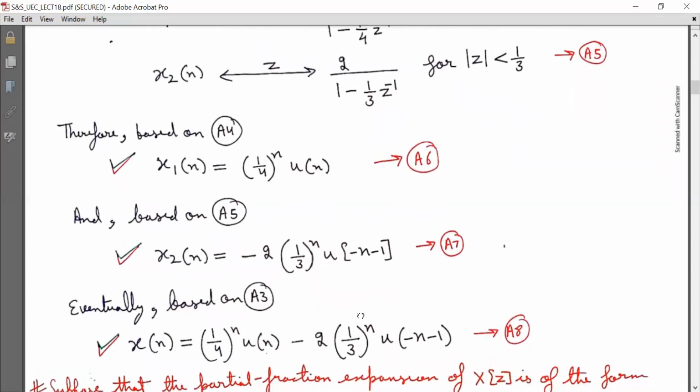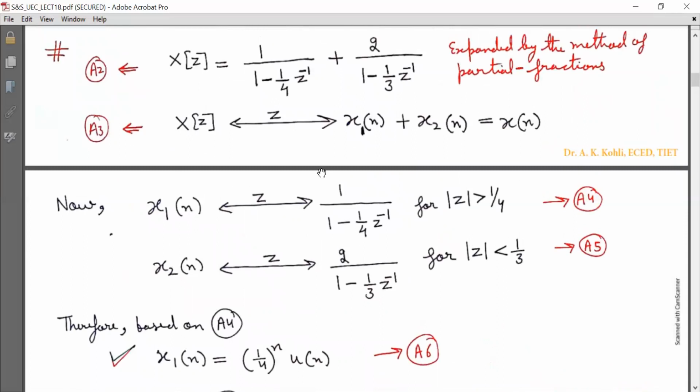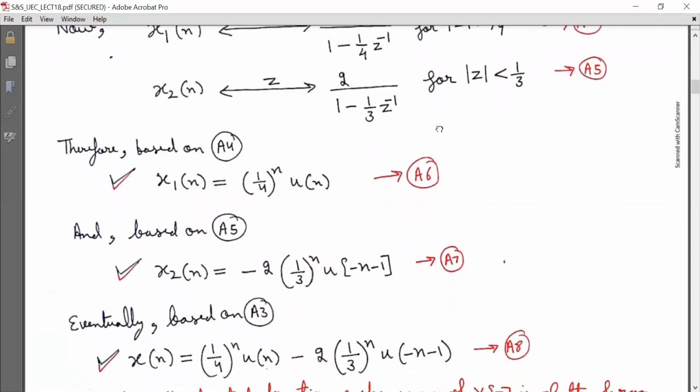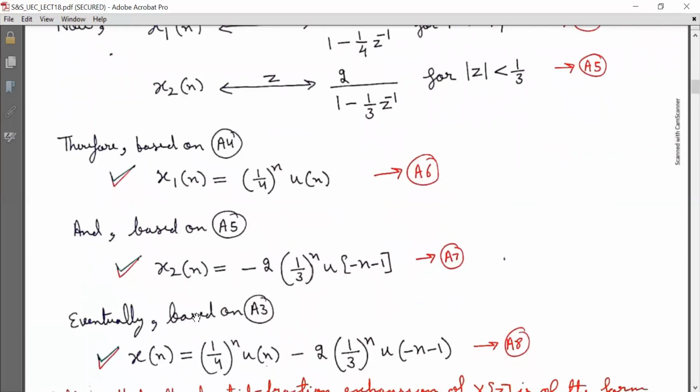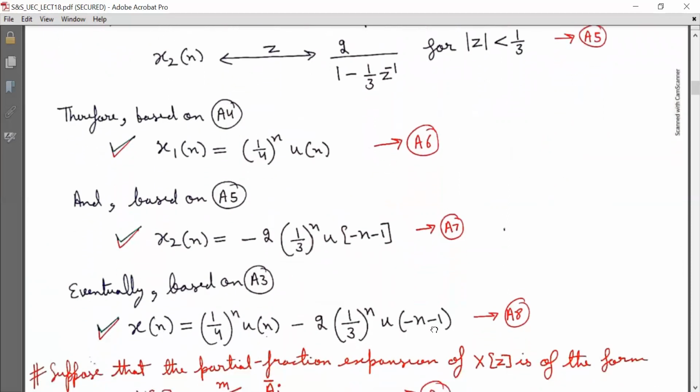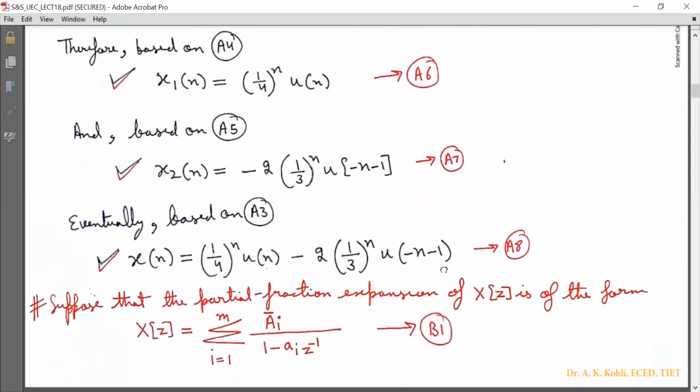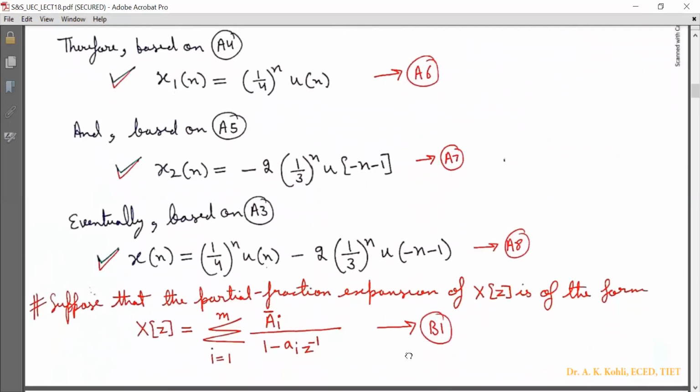Now look at equation A3. x[n] is equal to x1[n] plus x2[n]. So combining both based on A3, x[n] is equal to (1/4) raised to n u[n] minus 2 times (1/3) raised to power n u[minus n minus 1]. And that is the answer for this question.